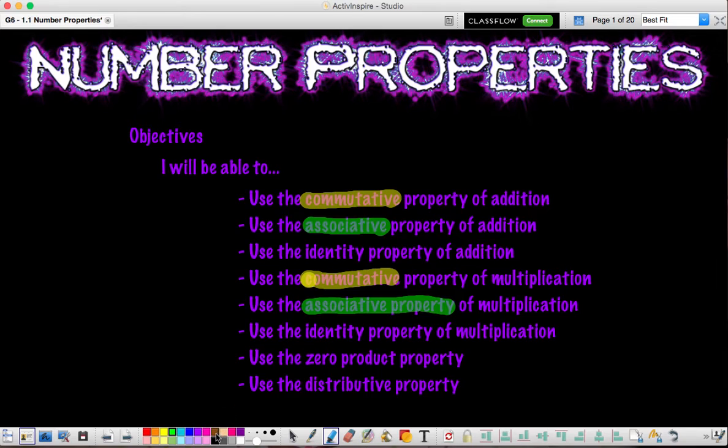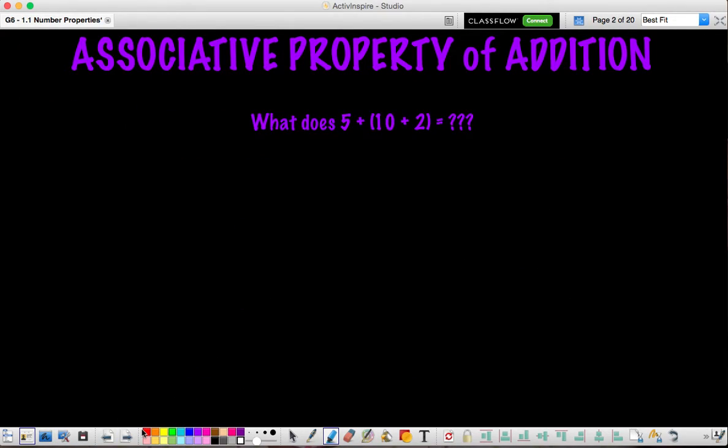And then you'll notice that we'll talk about the identity properties. The identity properties, however, are quite different when it comes to addition and multiplication. They have the same idea behind them, however, it's not the same pieces that help them work. So let's go ahead and start. We're going to do vocabulary at the end of this lesson.